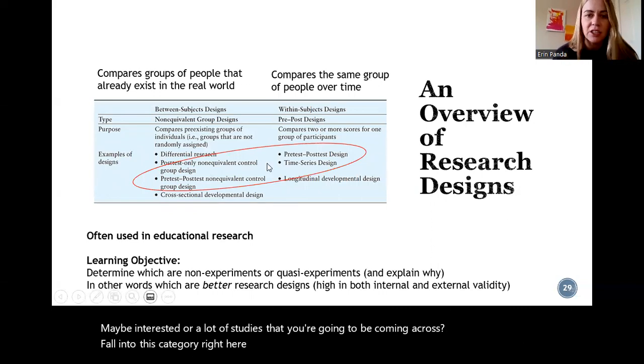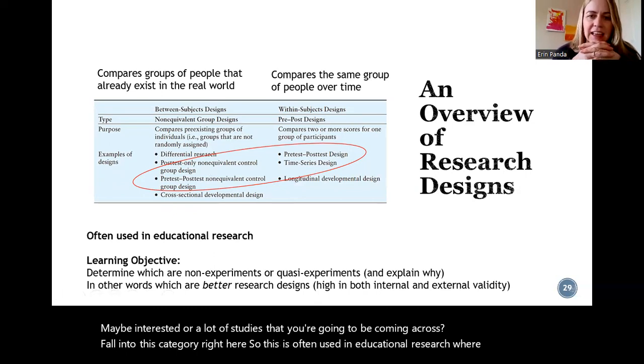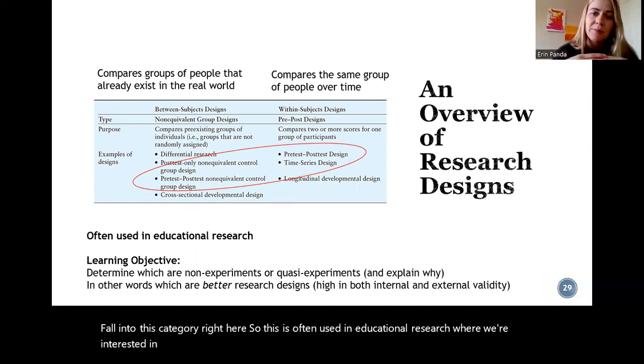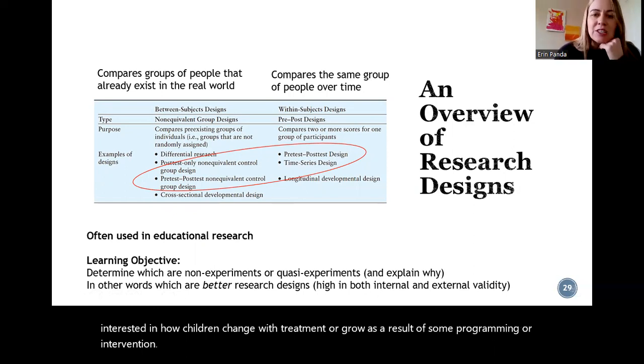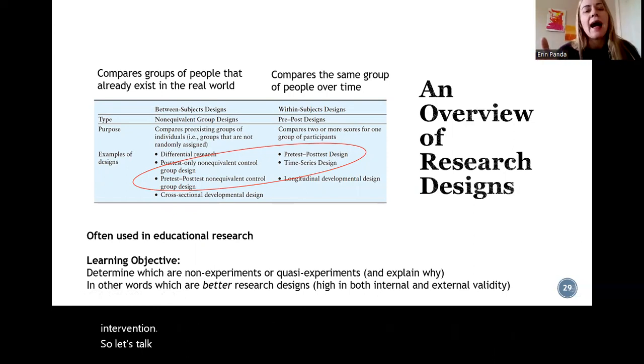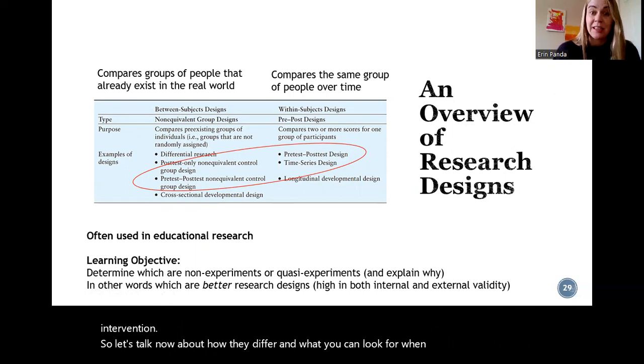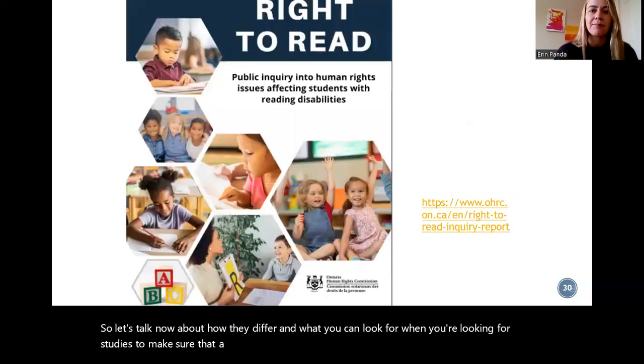So this is often used in educational research where we're interested in how children change with treatment or grow as a result of some programming or intervention. So let's talk now about how they differ and what you can look for when you're looking for studies to make sure that a treatment really does work.